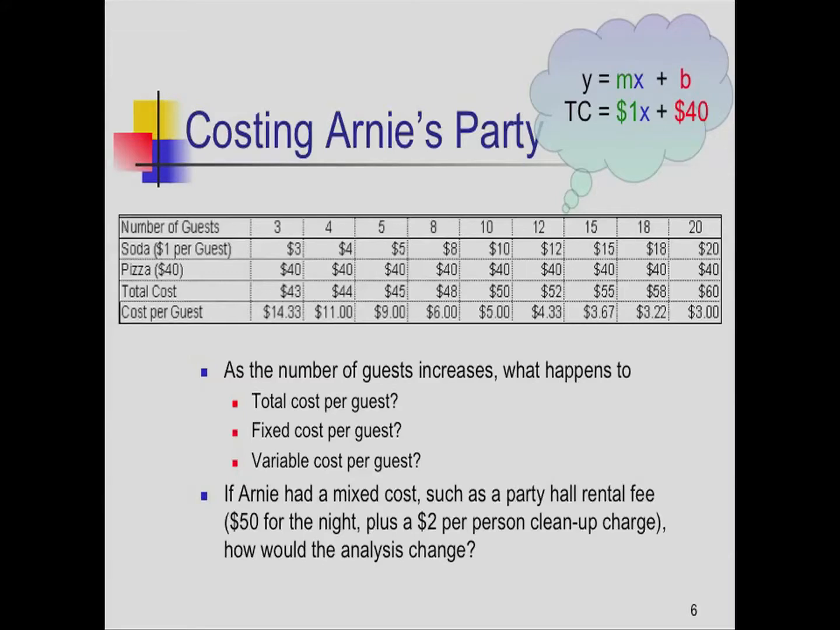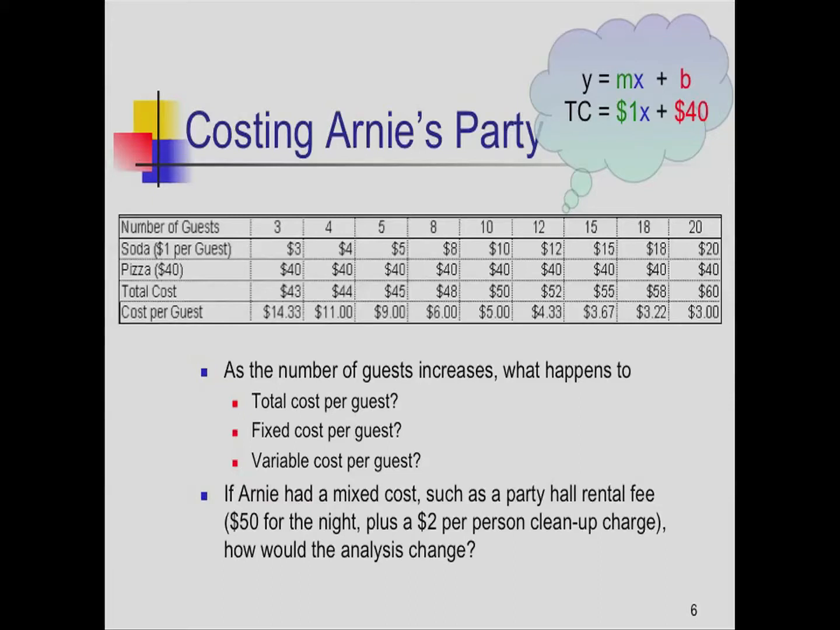Why did it go down? What happened? More people, and what happened to the cost because of more people? Which cost specifically? The fixed cost was per person smaller. Exactly, the $40 for pizza in total. Remember, it's $40 for pizza for a maximum of 20 people.